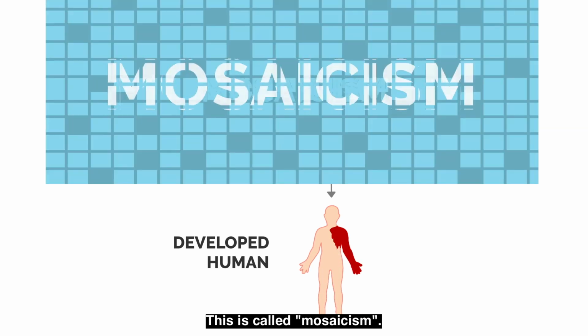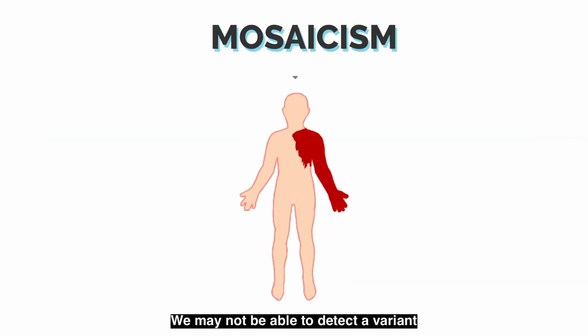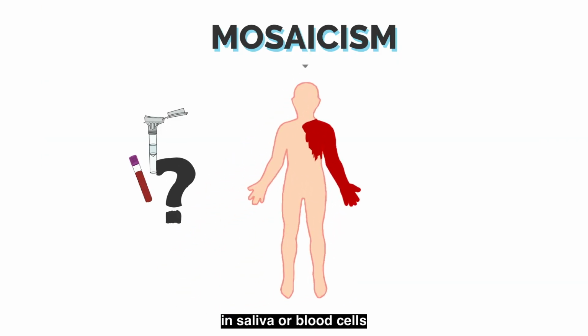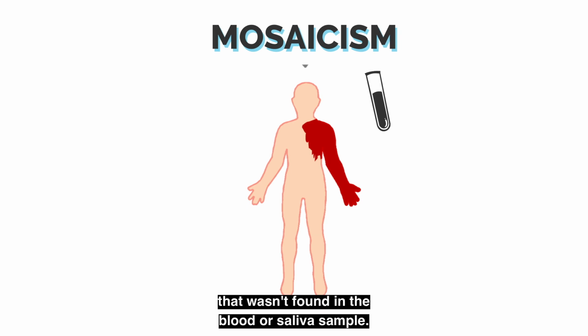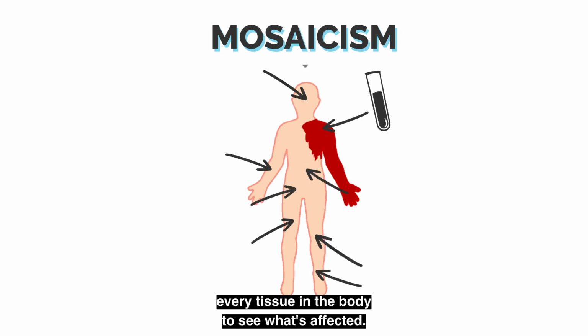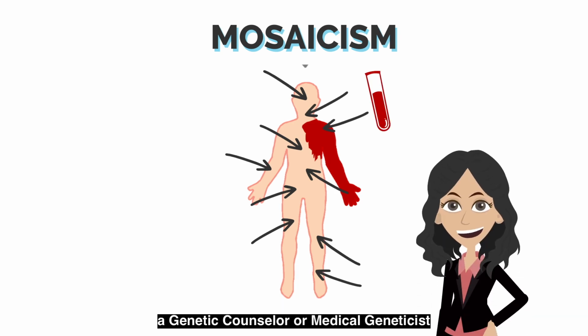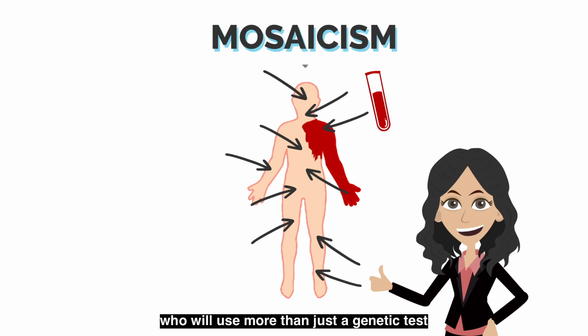This is called mosaicism. We may not be able to detect a variant in saliva or blood cells from a person who's mosaic for a variant. There are certain conditions that are often mosaic. If we think someone is mosaic for a condition, we may ask for a different sample to see if there's a change present there that wasn't found in the blood or saliva sample. This is very difficult because we can't test every tissue in the body to see what's affected. Mosaicism is just another reason to work with a genetic counselor or medical geneticist who will use more than just a genetic test to give a diagnosis.